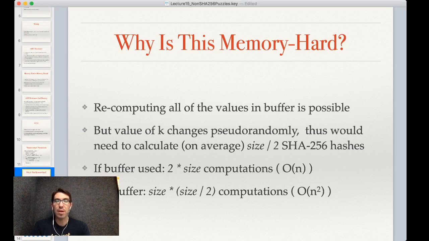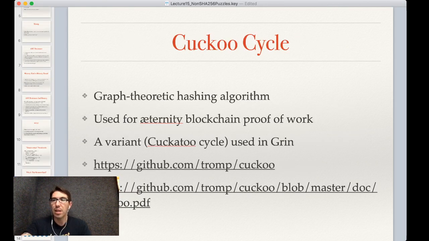So there are other algorithms we could use that are memory dependent and also memory bound. One is Cuckoo Cycle, and I think this is pretty interesting. It's a graph theoretical, quote unquote, hashing algorithm. It's used for Aeternity's blockchain proof of work, as well as a slight variation of this used in Grin. If you've heard of the Grin cryptocurrency, for its proof of work, it uses some variants on this.